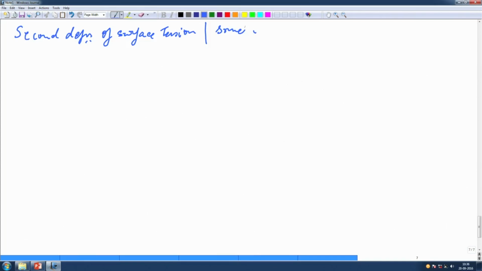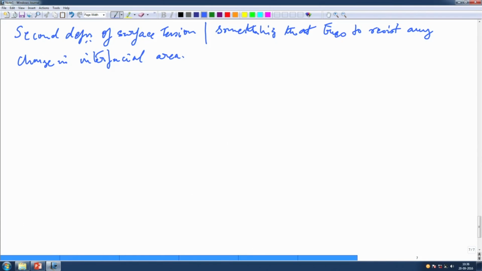something that tries to resist any change in interfacial area, correct. That is what it is like if we have a droplet and you want to squeeze it. Surface tension is something that tries to prevent this squeezing. So, always the droplet example comes in handy.